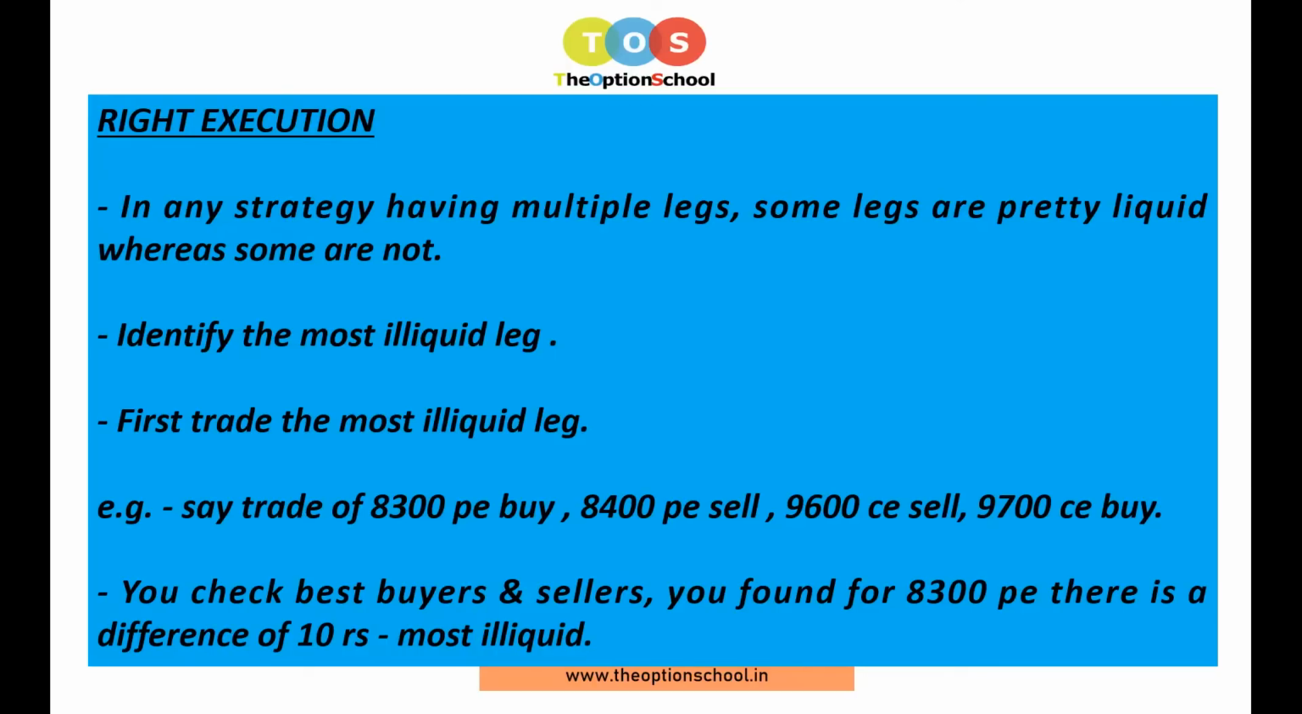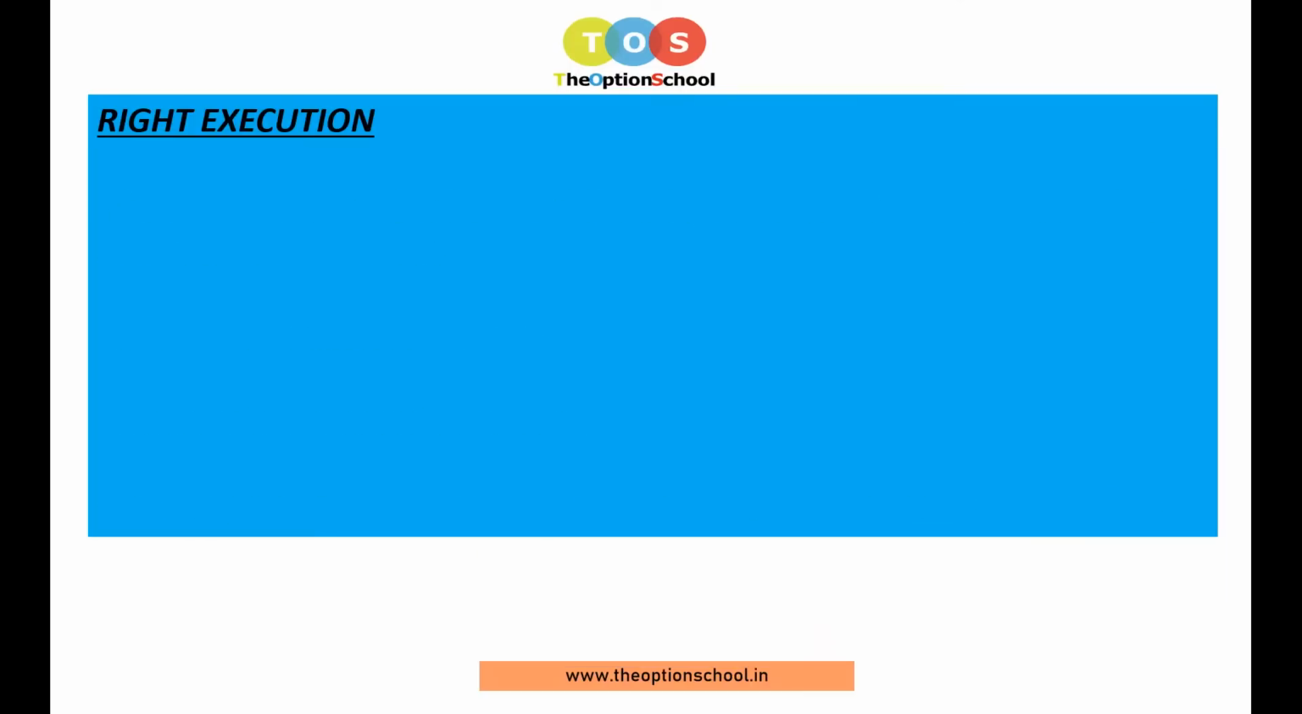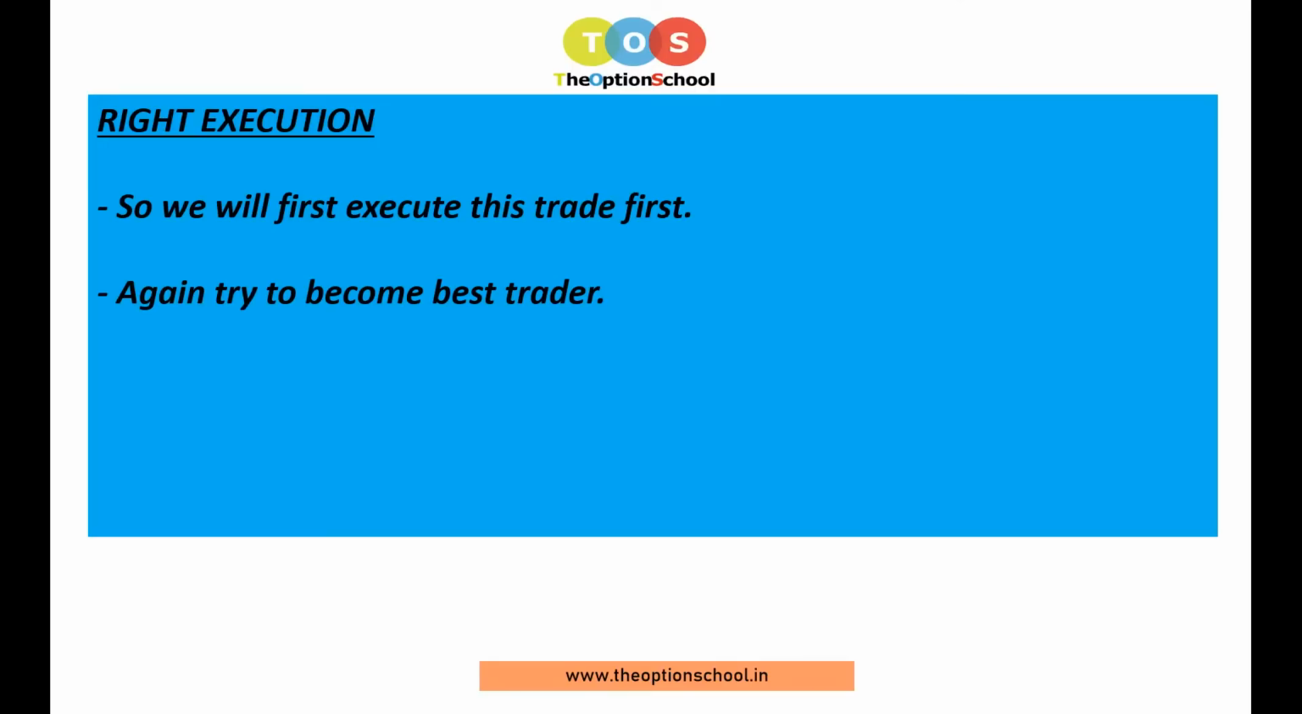So suppose we have identified that this 8300 put is the most illiquid put in this trade. We will first execute this trade. Once we have executed this trade at a proper rate, then we will do the other trades. Now how will we execute this trade? Again, you go to the best 5 buyers and sellers. Any platform will show you that.